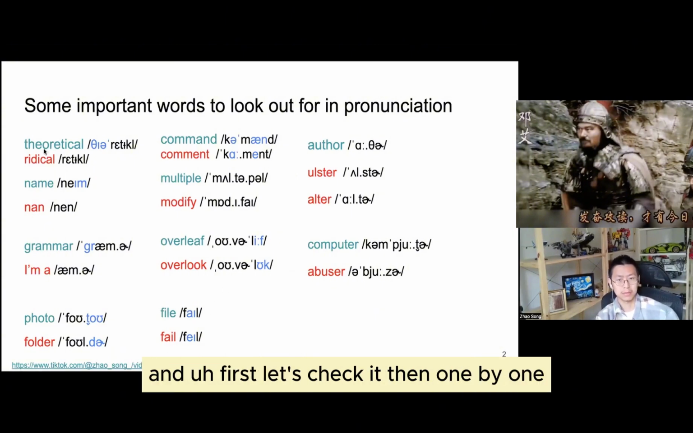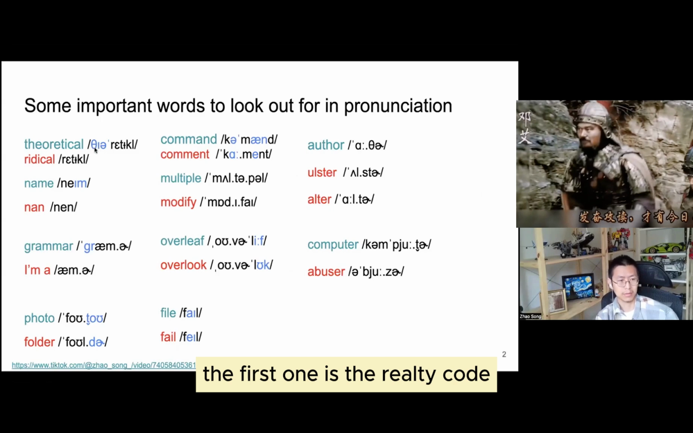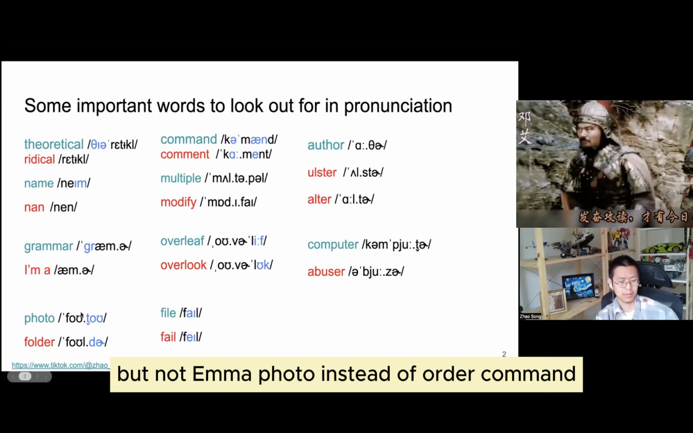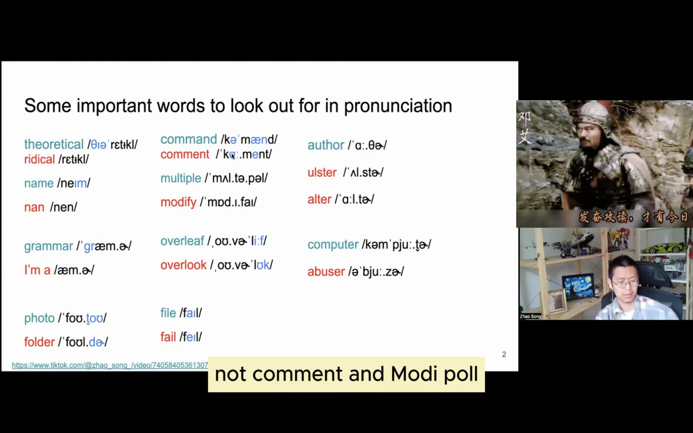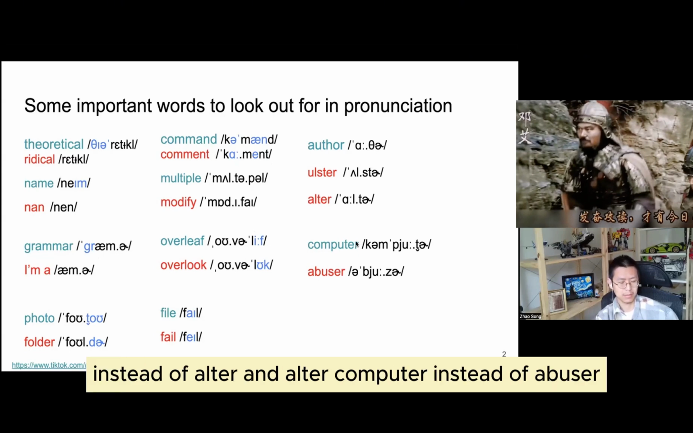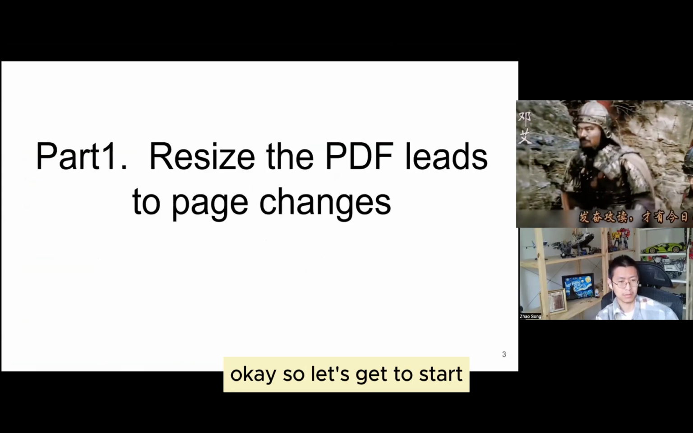And first, let's check them one by one. The first one is theoretical, but not radical. Name, but not name. Grammar, but not Emma. Photo instead of folder. Command, not comment. And multiple, but not modify. Overleaf, but not overlook. File instead of fail. Author instead of author, and author. Computer instead of abuser. Okay, so let's get to start.